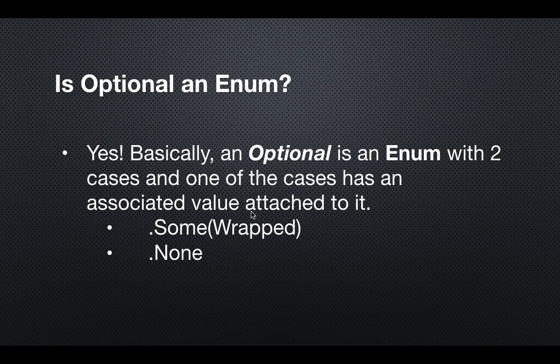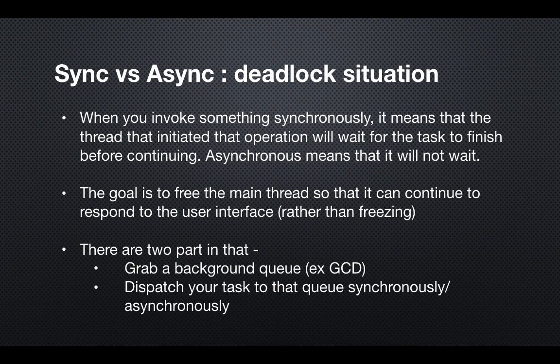So you should be very sure that yes, optional is an enum with two cases. One is none and one is some with an associated value, wrapped. This is why you can have nil. This .none represents the nil value, which can be assigned to an optional variable. So optional can be nil and it can have some value. This is the definition of optional, right? Because of this, optional can have nil or it can have some value.